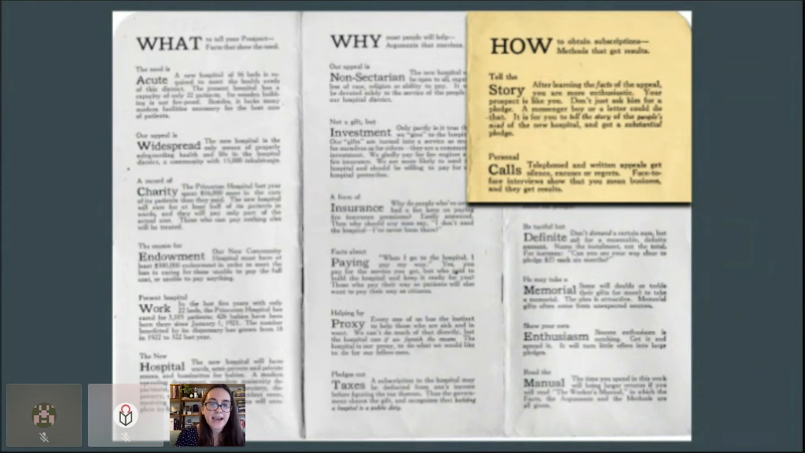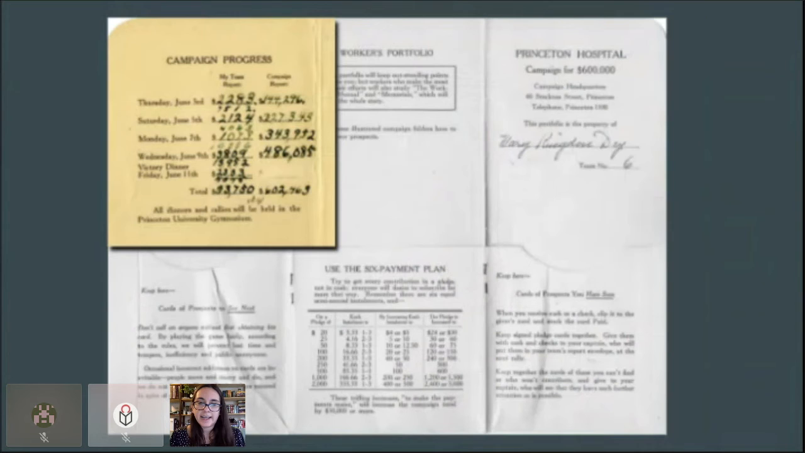So if we flip back to the inside of this portfolio, you can see here the campaign progress as it was recorded. About 5,000 residents of Princeton subscribed $602,000 to the new hospital. And then as a result, on January 3rd, 1928, the Princeton Hospital on Witherspoon Street began its service to the public.